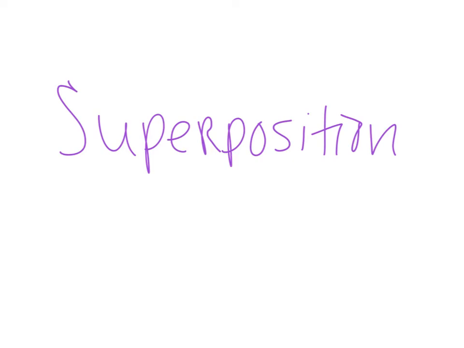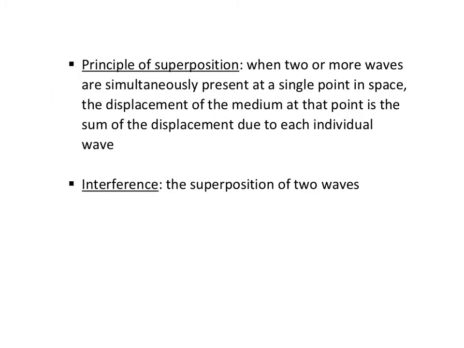We looked at the basic properties of waves and how they behave in terms of what affects wave speed. Now we're going to look at superposition, so what happens when waves meet. What the principle of superposition tells us is that when two or more waves are simultaneously present at a single point in space, the displacement of the medium at that point is the sum of the displacement due to each individual wave.